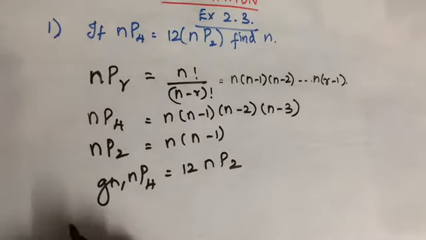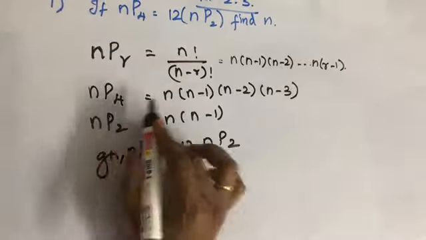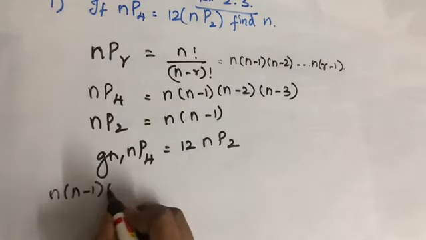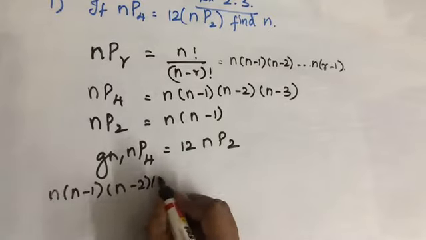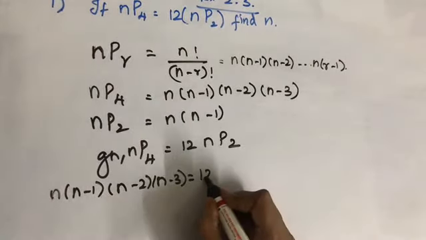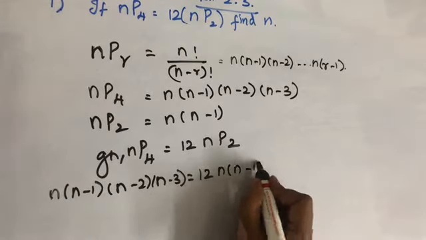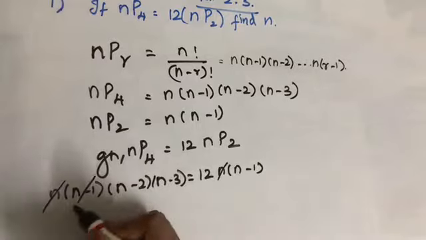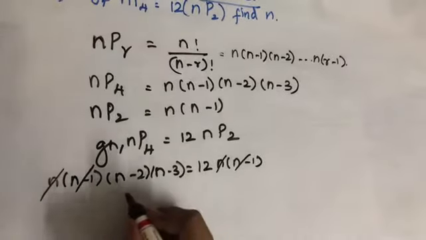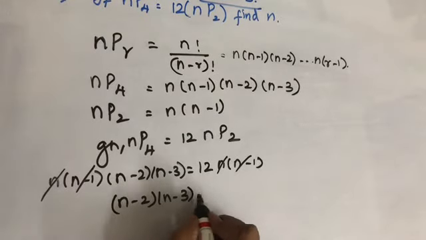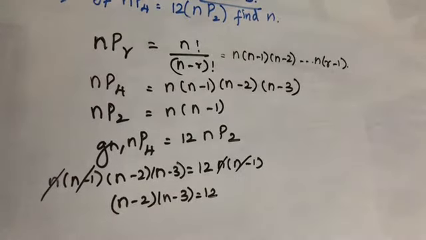So, what is np4? n into n minus 1 into n minus 2 into n minus 3, that is equal to 12 into n into n minus 1. So, np2 is n into n minus 1. So, n cancels, n minus 1 cancels. So, n minus 2 into n minus 3 is equal to 12.